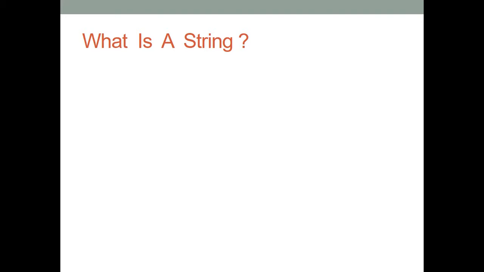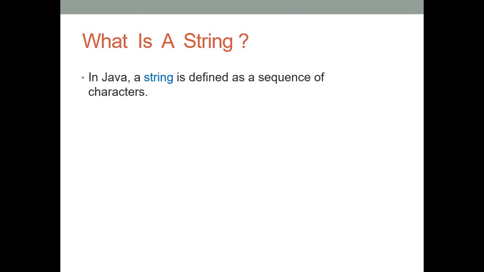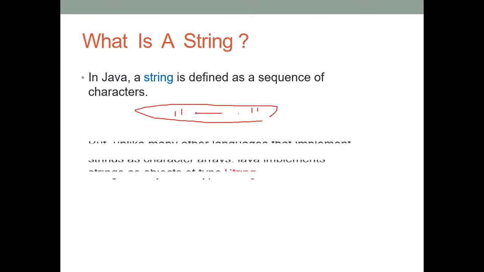Let me tell you first what a string is. A string is nothing but a sequence of characters. In Java, a string is defined as a sequence of characters. It means that whatever you put inside the double quotes is called a string. Okay, is it clear?